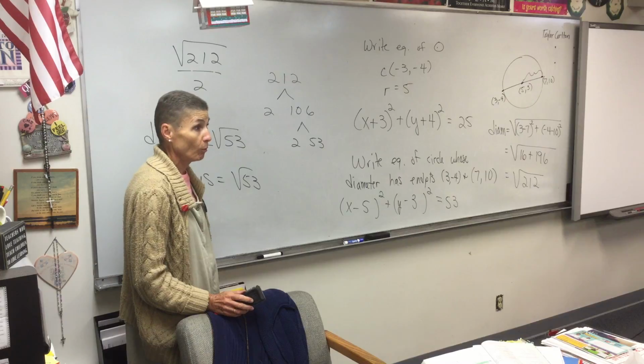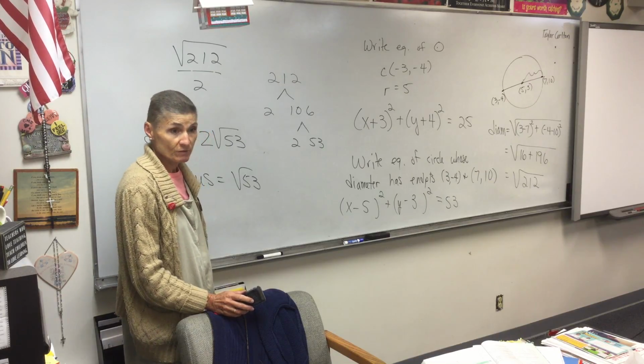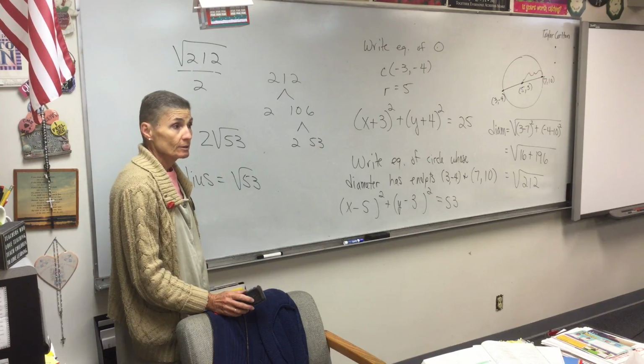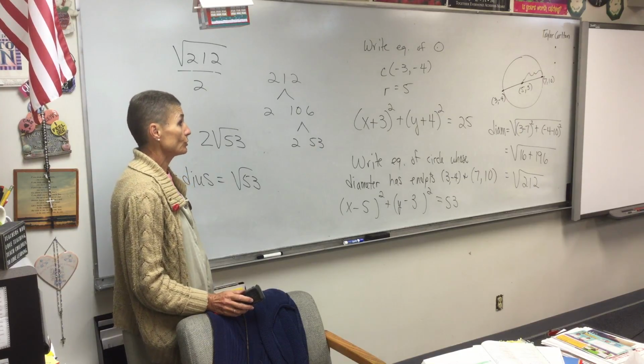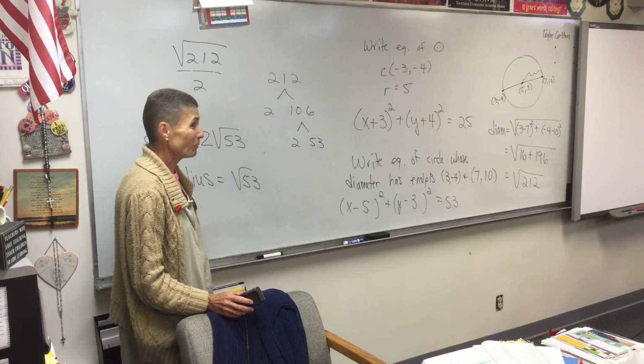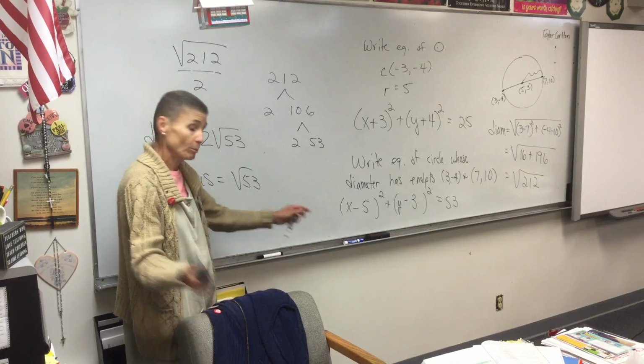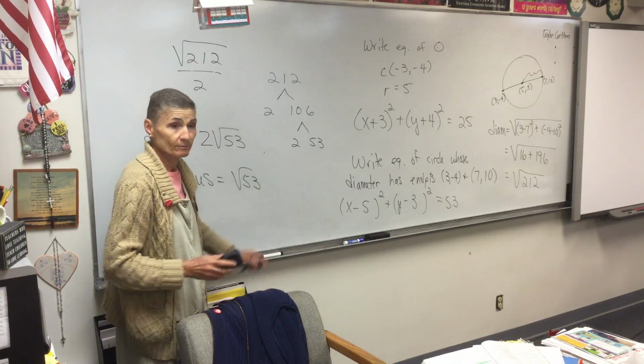So I'm going to give you 2 points and say these are the endpoints of a diameter. Write the equation of a circle. You know that to write the equation of a circle, you need the center and the radius. To get the center, you'll use midpoint. To get the radius, you'll use distance formula, and you'll put it all together and get your answer.